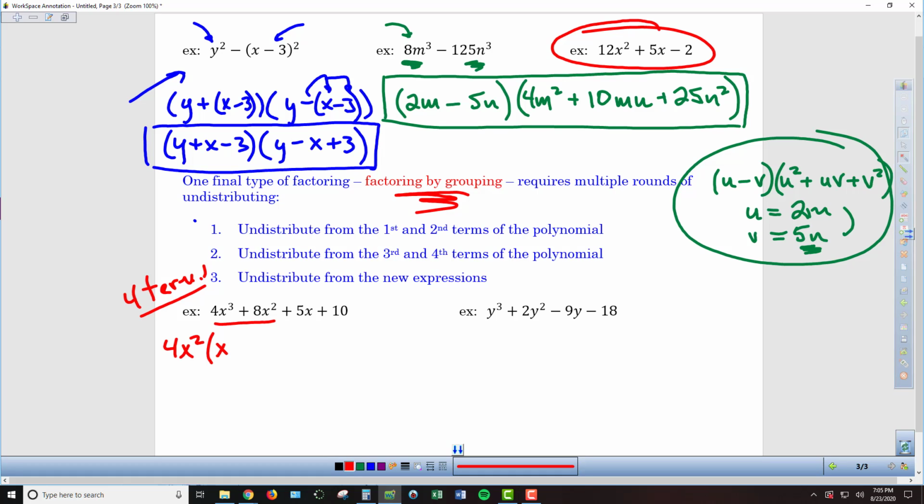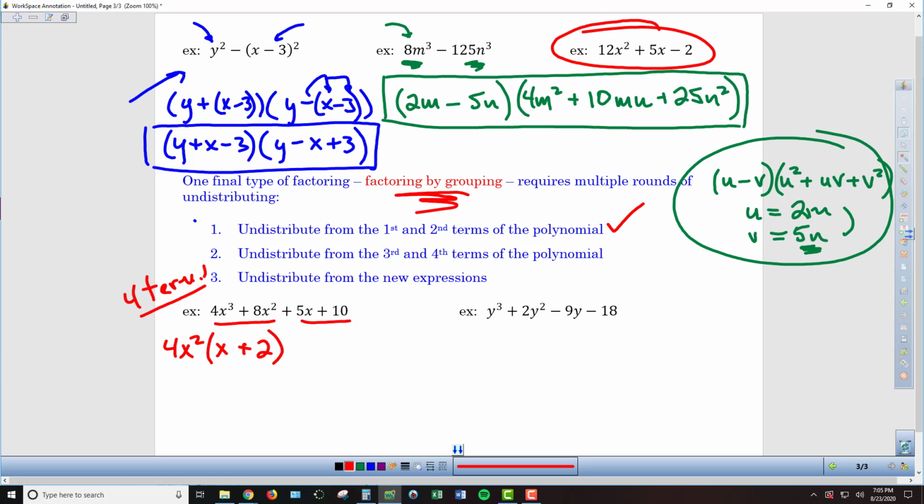That's going to be x plus, and then 4x squared times what gets me back to 8x squared? I need a 2. So step 1, I have finished. Step 2 now says I'm supposed to undistribute from the third and fourth terms. So I'm supposed to undistribute from the back end here.